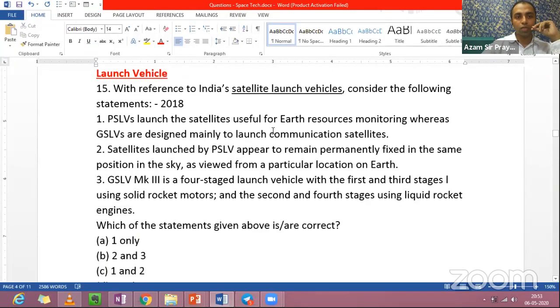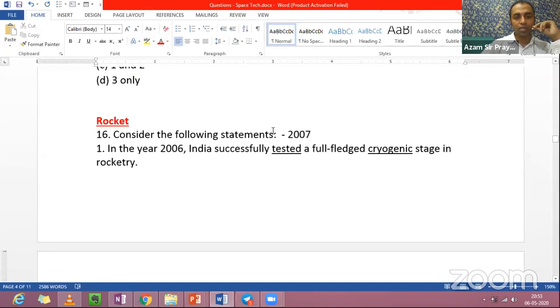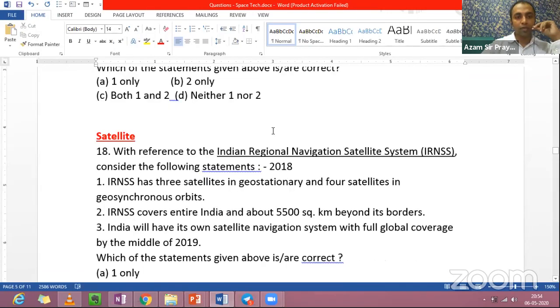The different launch vehicles of satellites, you must have heard in the newspaper, the PSLV, GSLV. Even if you are not aware in detail what this is, I'm going to teach this topic. The different rocket systems, the different types of satellites. Now this is very, very important, the different types of satellites. Most of the questions are revolving over here.